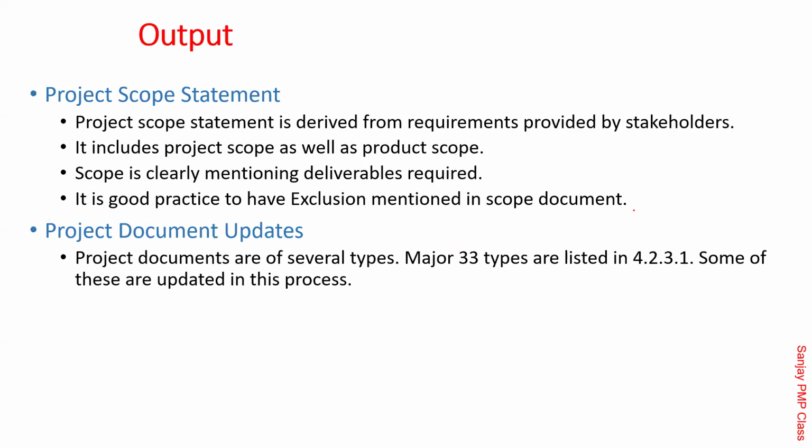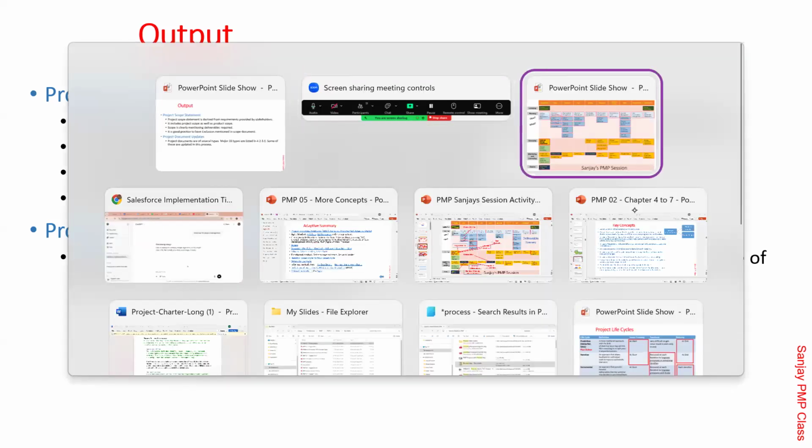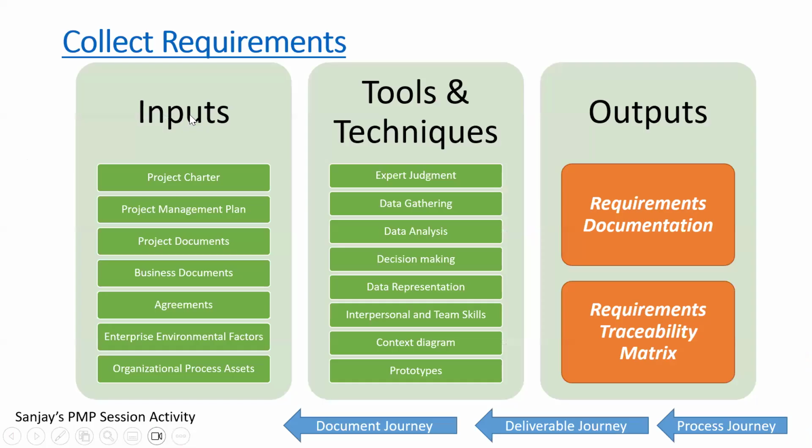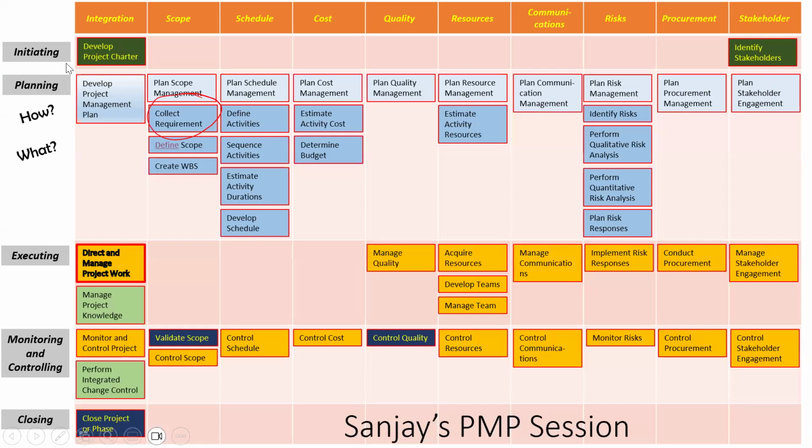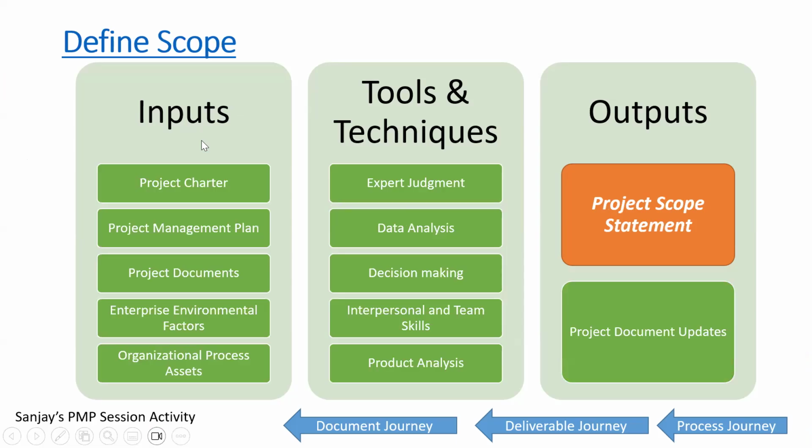Output: project scope statement. Remember earlier, when you were doing collect requirements, you created requirements documentation and the requirements traceability matrix. And now in define scope, you are coming up with the project scope statement.